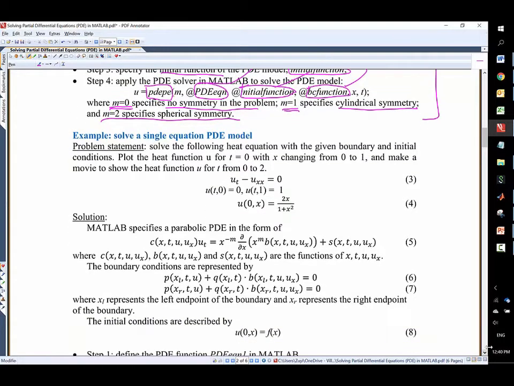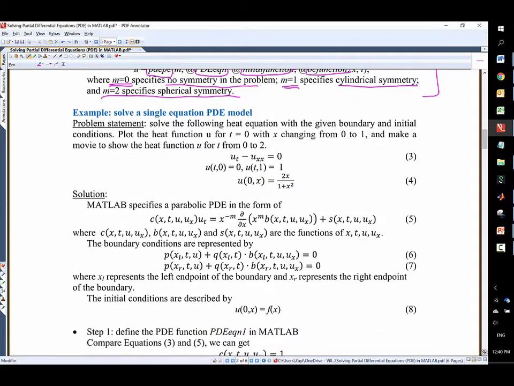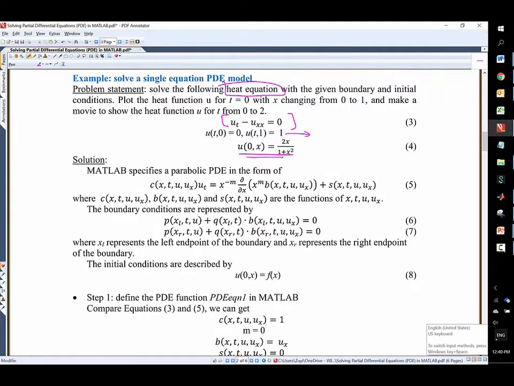Now I want to give you two examples, and show you step by step how to build a PDE in MATLAB. For example, this is the heat equation. This is the PDE, this one is the first type of boundary condition, the Dirichlet boundary condition, and this is the initial condition. Now let's take a look at how we're going to represent the PDE in MATLAB. Typically we represent the PDE in MATLAB in this format.